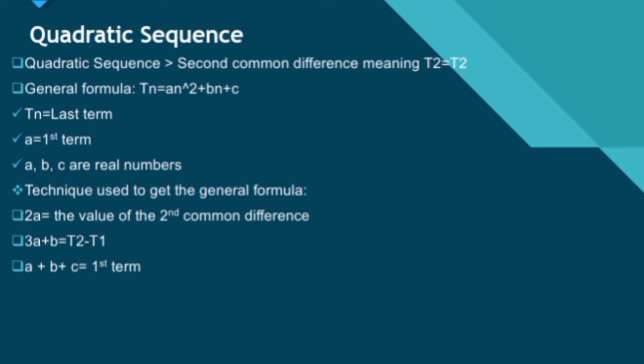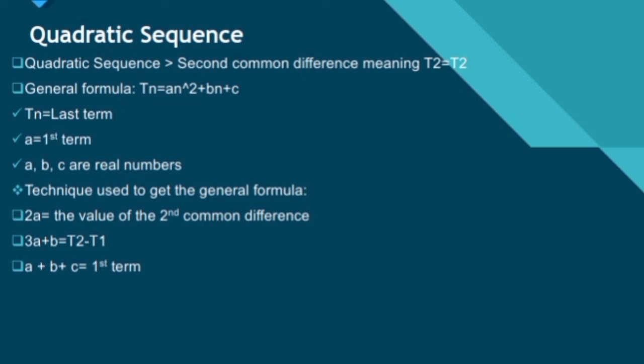Remember that a + b + c is the last technique we're going to use, and it is equal to the first term of the sequence. After that, you'll have the value of a and the value of b, and you just solve for the value of c. After that, you've found your general formula, and then you answer the question.